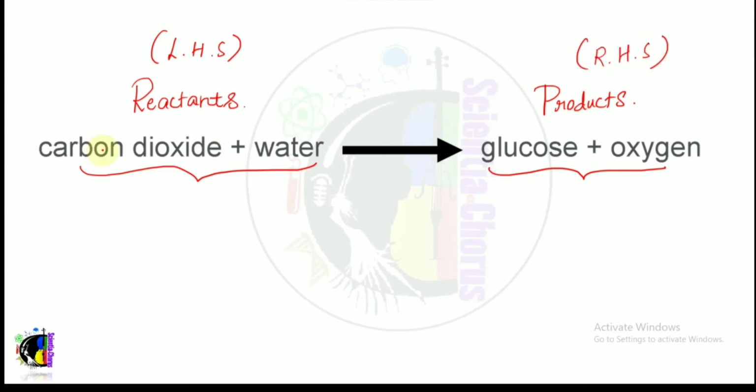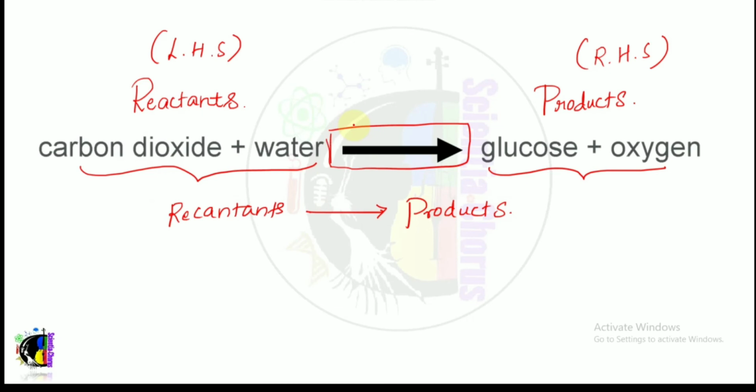Reactants will be giving products. So how are they separated? Using an arrow mark. This is a simple step to be followed when you are writing a chemical reaction.